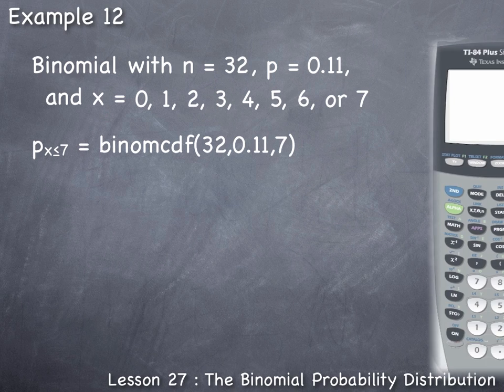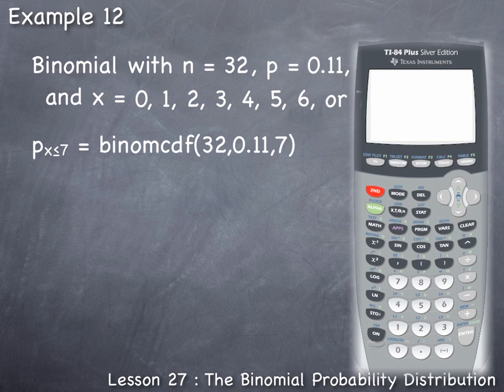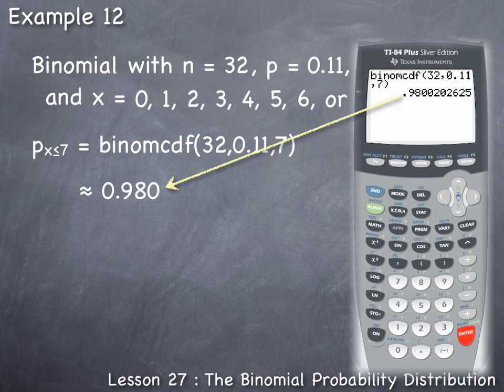The binom CDF command is found by going second, distr for probability distributions. We arrow down and put the cursor next to binom CDF and press enter to select. And then we enter in the 32, comma, the 0.11, comma, 7. Close parenthesis, enter, and we have our result. The probability rounds to about 0.980.